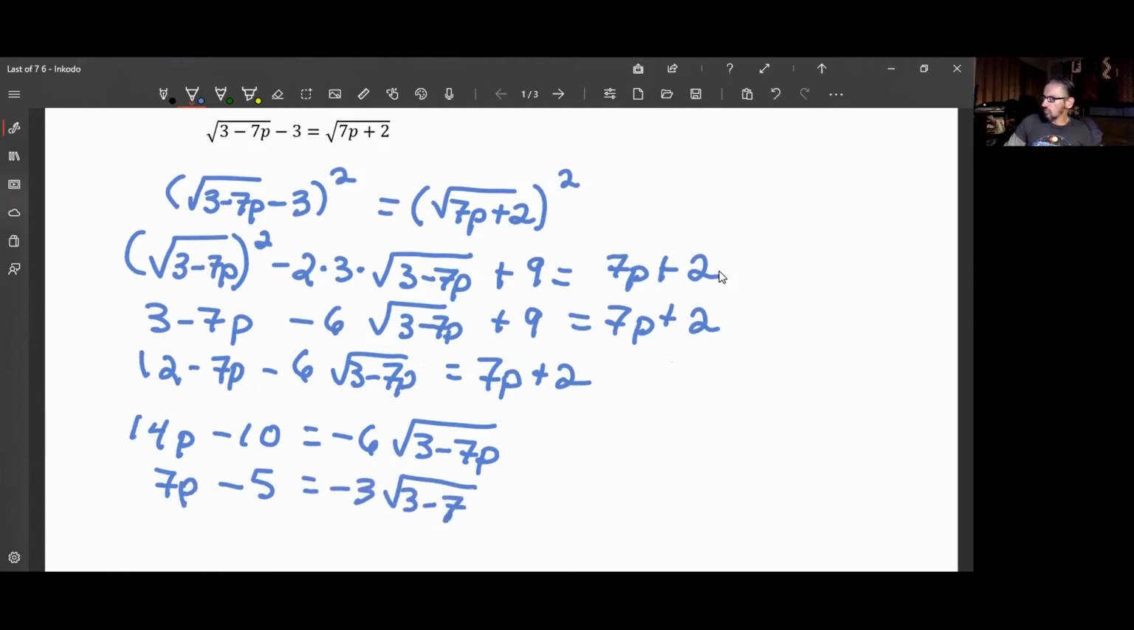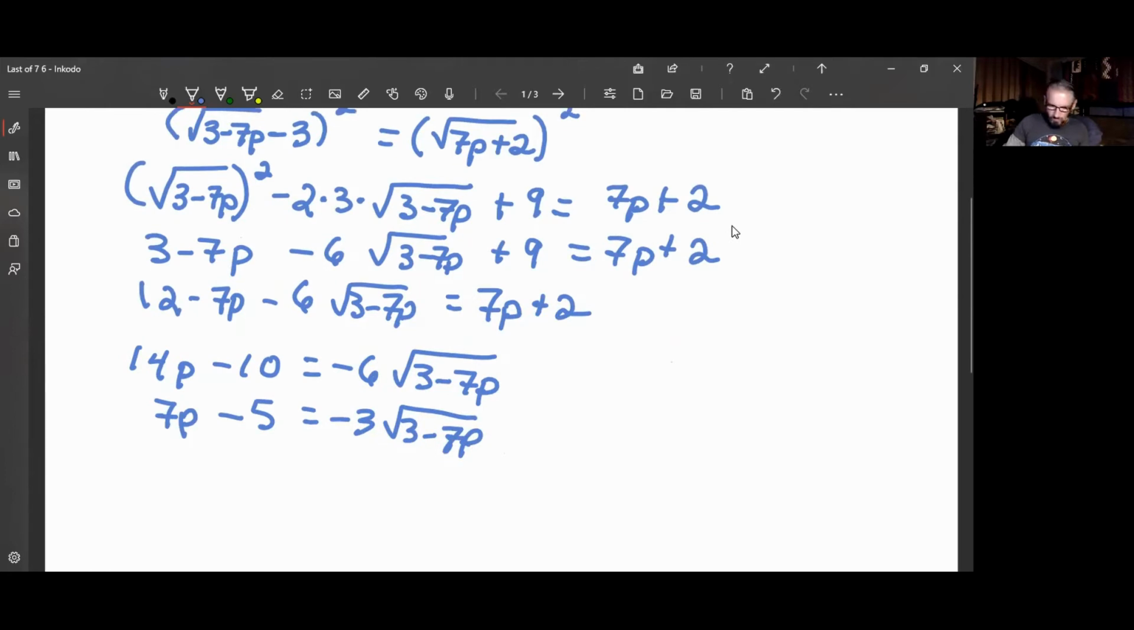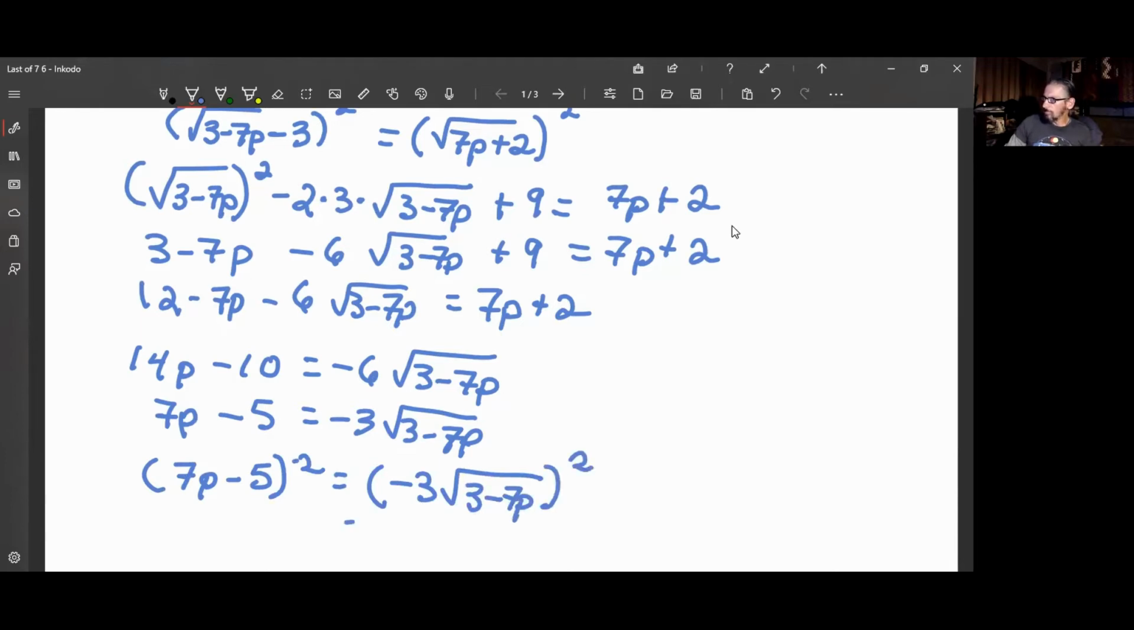Again, I still have a square root here, but we're only multiplying something to it. So let's square both sides. Because when you have multiplication, you could square the individual parts. So 9 times the quantity, 3 minus 7p.